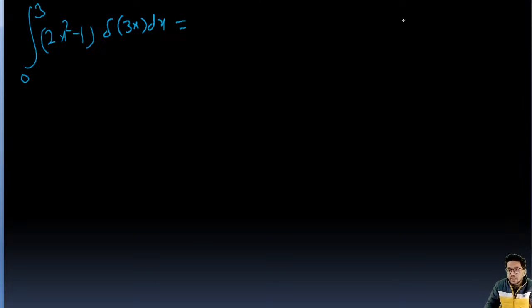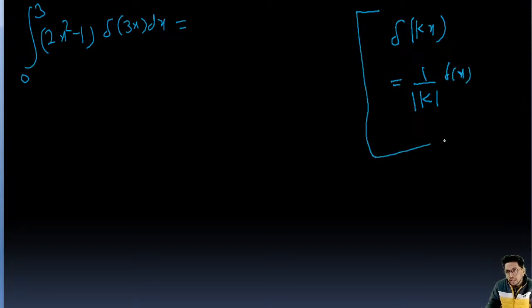So I have explained property number 2. Property number 2 is the integration, or simply the property of del kx. The value of del kx is going to be 1 upon mod k del x. This is the second property of the Dirac delta, okay. We'll use this property here.